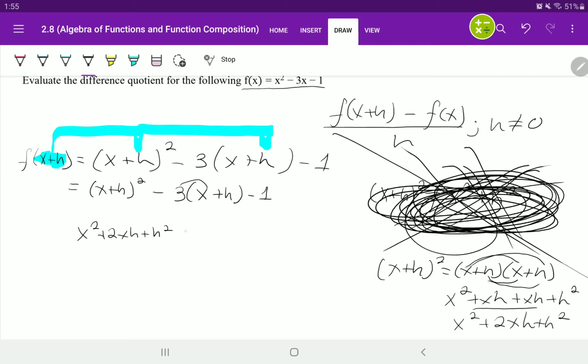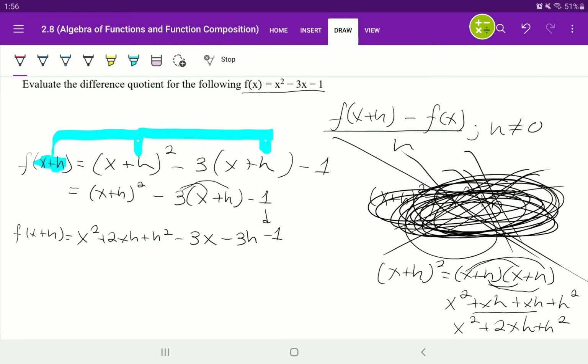Now we can distribute inside of here. Negative 3 distributed inside the parentheses will give me negative 3x minus 3h. Bring down the minus 1. That equals f of x plus h. Now we can officially evaluate the difference quotient. So f of x plus h: x squared plus 2xh plus h squared minus 3x minus 3h minus 1.